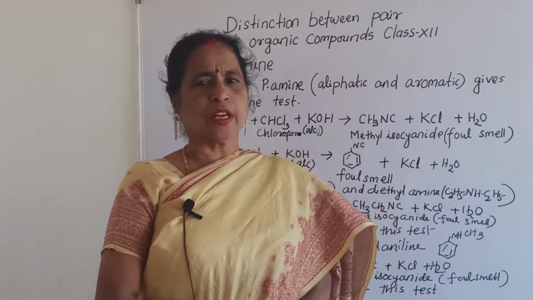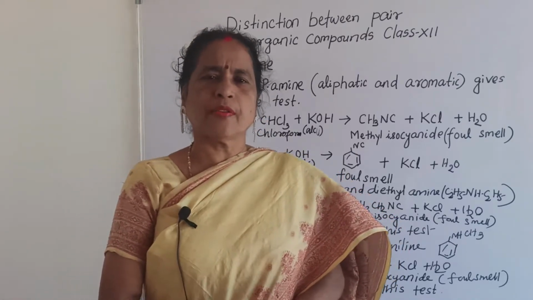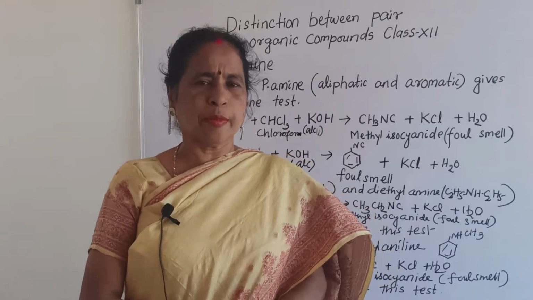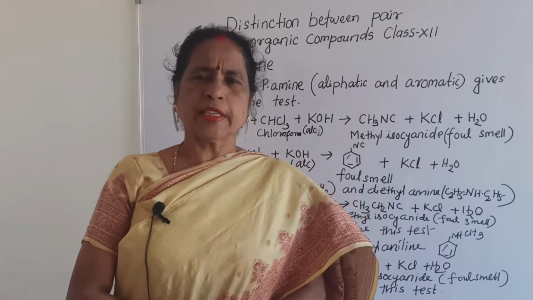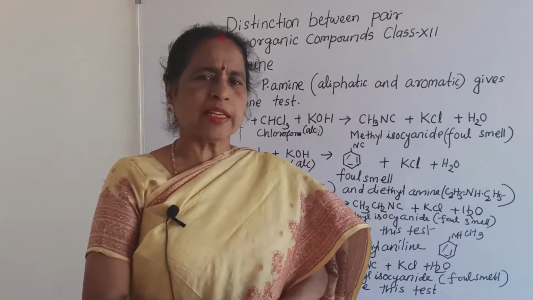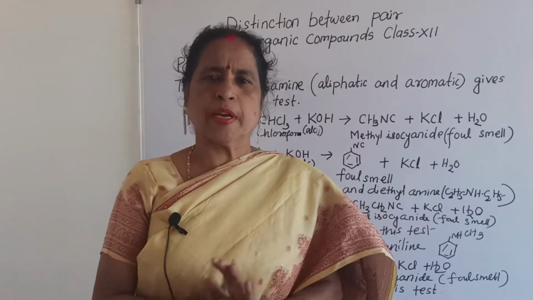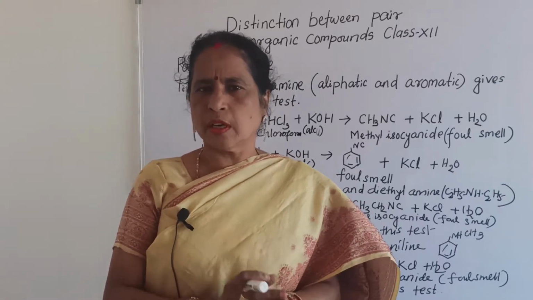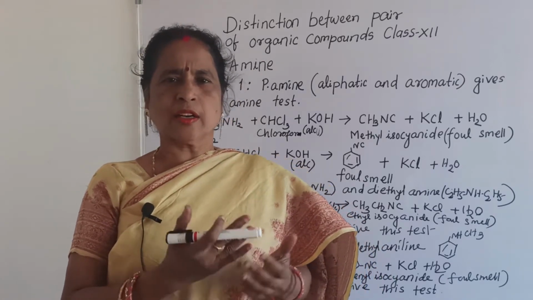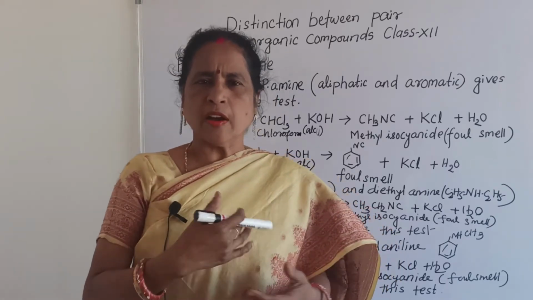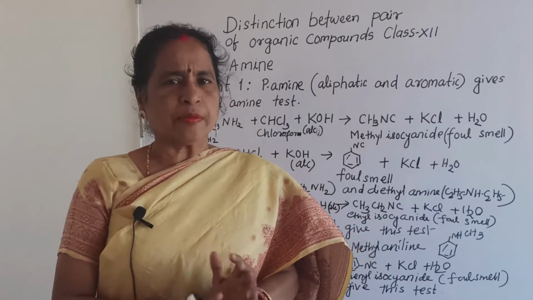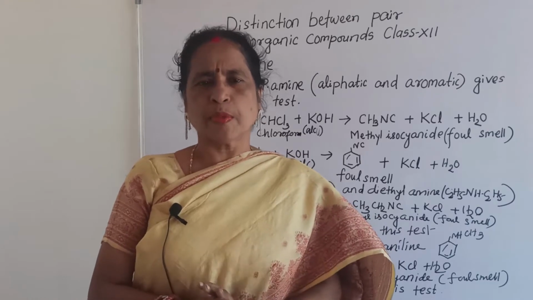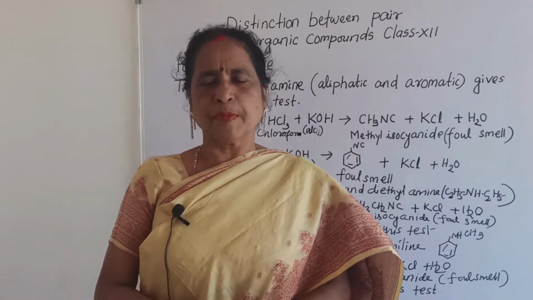I also want to welcome the topic: distinction between pair of organic compounds. Now the chapter is amine, part 4. In amine, so many important reactions are there. But what reactions are necessary here to distinguish between pair of compounds? Actually, we will see the reactions where we can observe the color of the precipitate, any color of the solution, or any odor of the product. If we observe all these things, then we can distinguish pair of organic compounds of amine. It will become very easy.